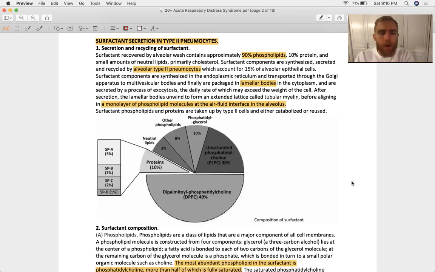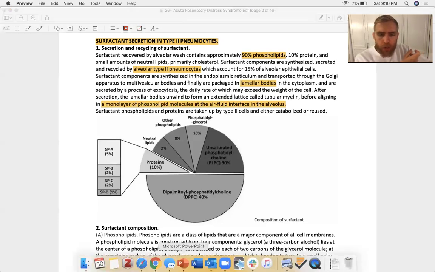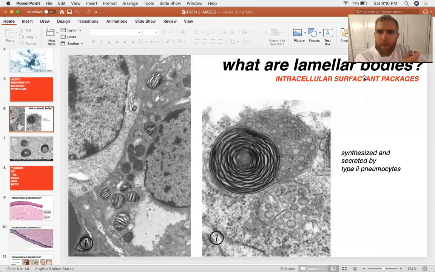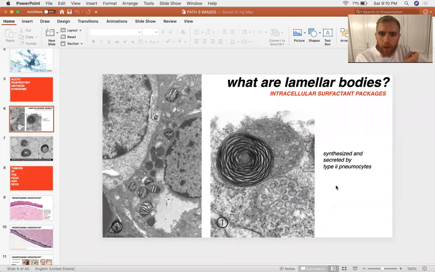So pneumocytes produce surfactant, and before they excrete surfactant, they kind of excrete packages of surfactant, and those packages are called lamellar bodies, and I have a quick picture to show you. This is what a lamellar body looks like. Lamella meaning like ring, kind of thinking like rings on a tree here, or lamellar meaning disc-like.